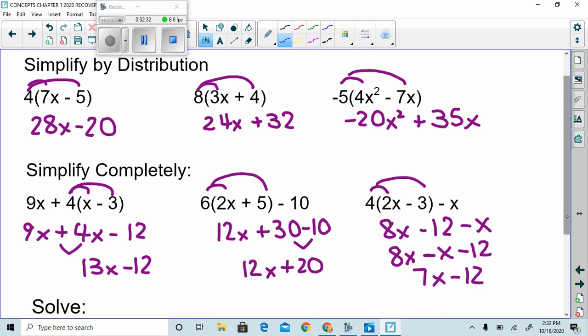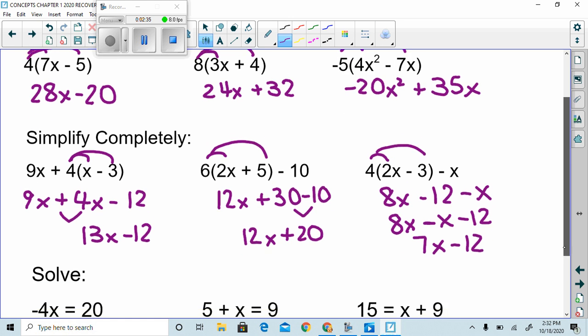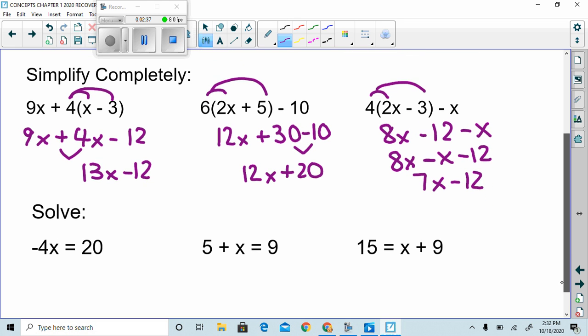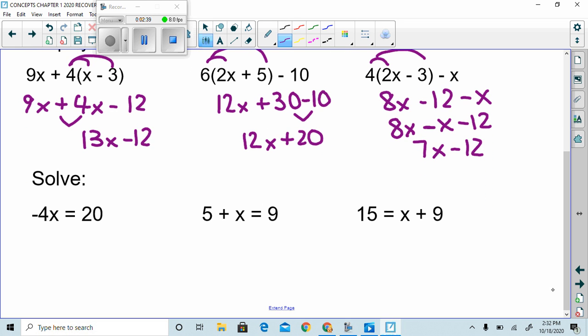And that's all we did with distribution and combining like terms, both of which were important when we were solving equations. But we started off with one-step equations first. One inverse operation. I see multiply, it tells me I should divide. I'm going to get x is equal to negative 5. And again, if I do a check, negative 5 times negative 4 will give me a positive 20.